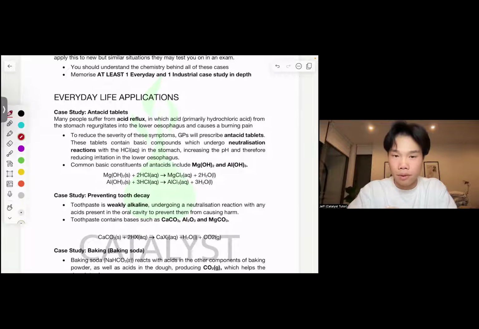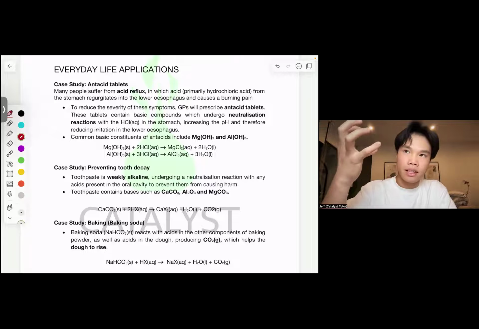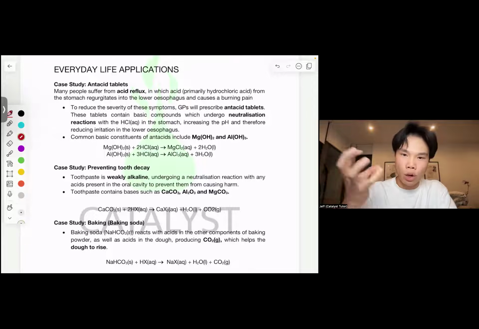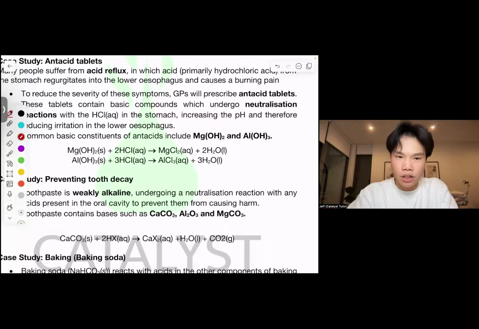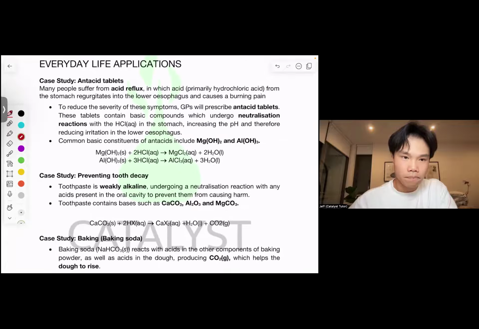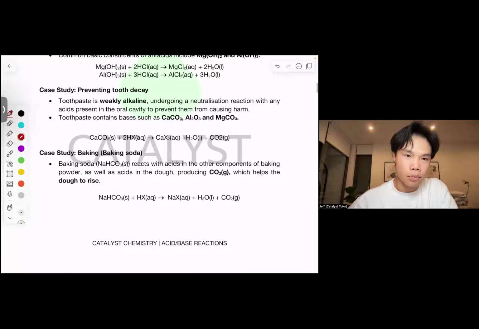the reflux symptoms less. When you memorize one of these case studies, take the significance, take the chemistry behind it, so what reaction is actually happening, and have an equation ready to go. You'd want to have, for example, magnesium hydroxide reacting with HCl, which is your stomach acid, making a salt and water. The other two cases, you can talk about preventing tooth decay.